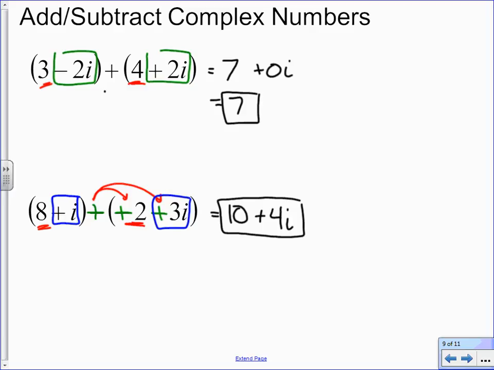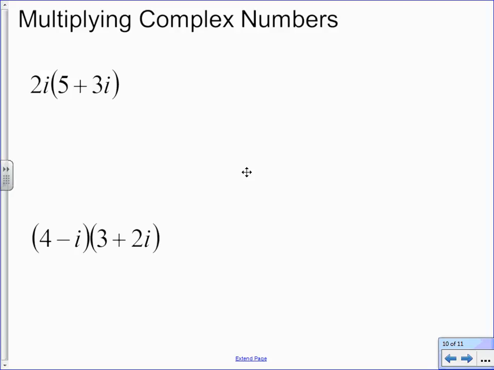So the other one that we want to look at is multiplication. And again, I'm going to put this out to you. Without me telling you, I think you already know what to do. So if I give you that first one, 2i times 5 plus 3i, you would tell me to do what? You can just say it. Sahil? Distribute. Yeah, distribute.